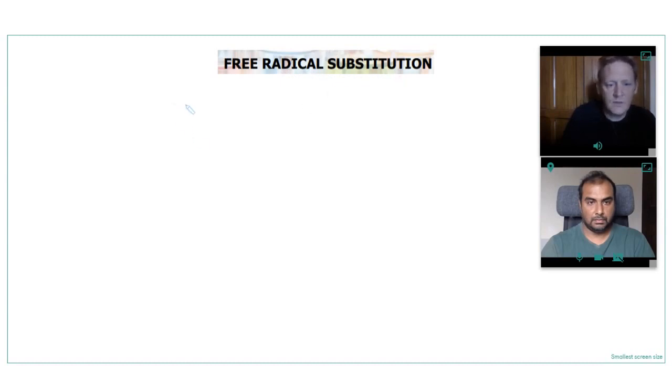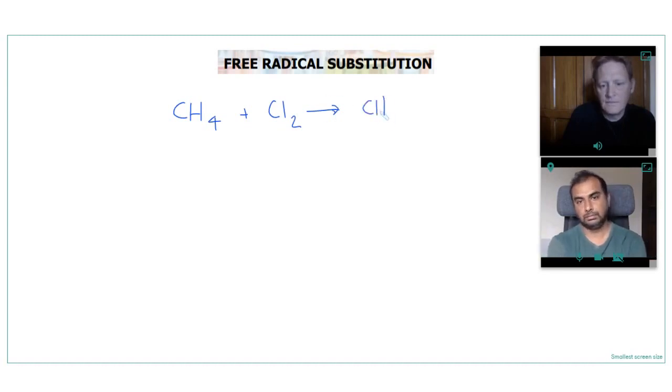So our example would be methane plus chlorine gives us our haloalkane, which is chloromethane and HCl. So we can see that a chlorine has swapped for a hydrogen, or substituted for a hydrogen on the methane. And that's our overall equation.